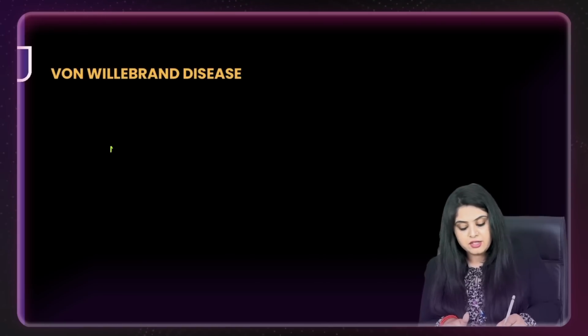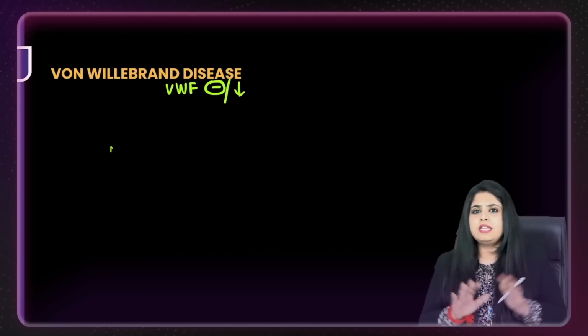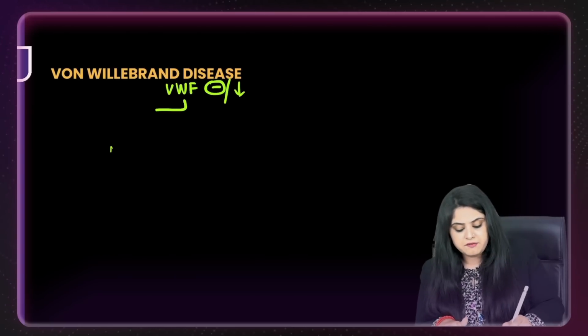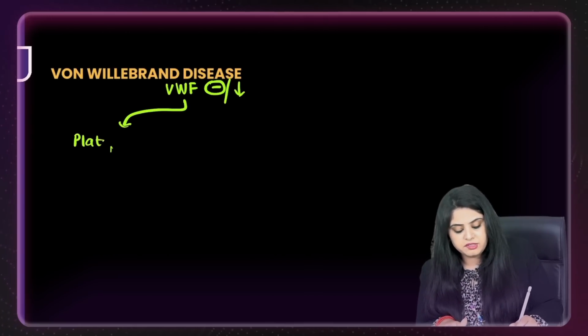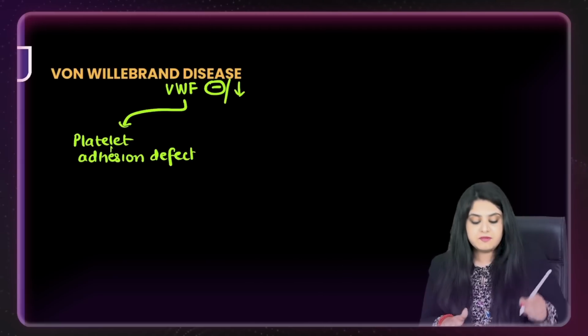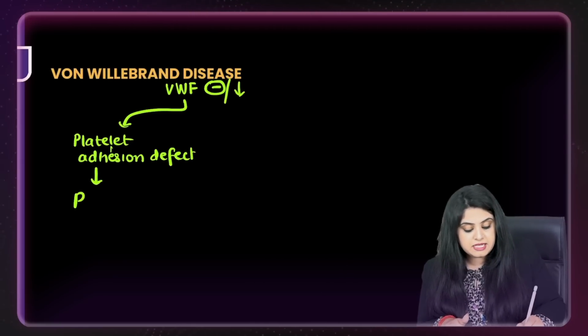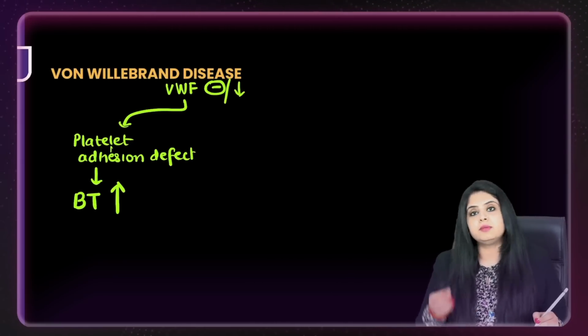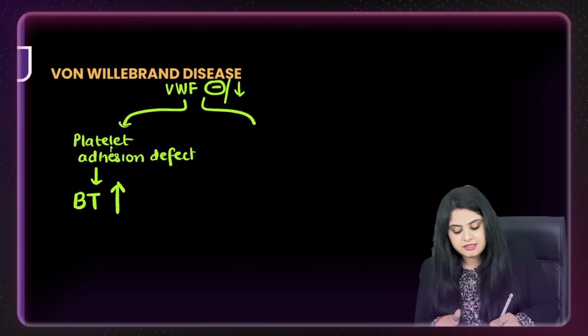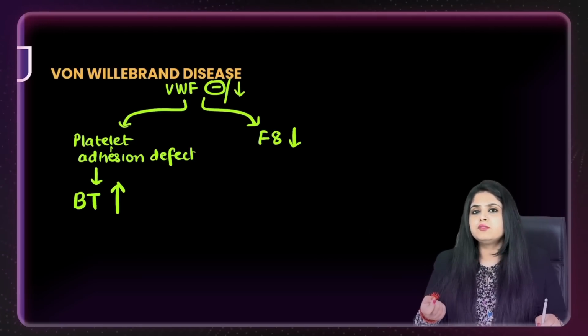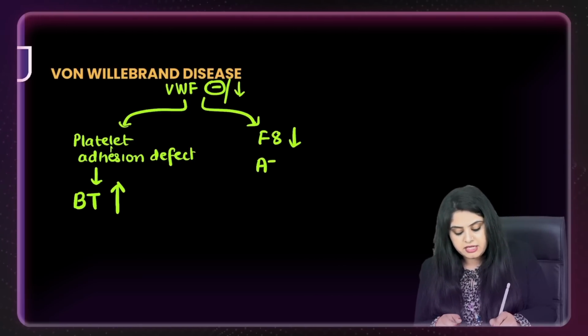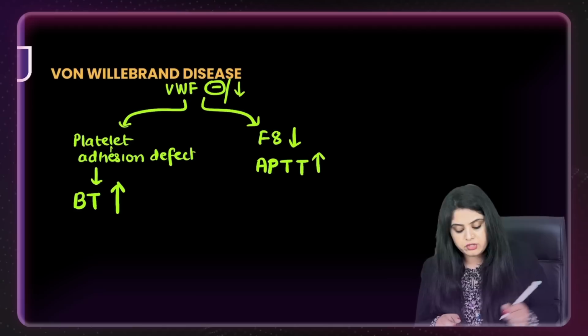So now tell me, when von Willebrand factor becomes deficient or absent or there is any problem in von Willebrand factor, will your platelets have a problem? Yes, you will say there will be a platelet adhesion defect, because there is no one to bind to GP1B9. This means the bleeding time of this person will be elevated because there is a platelet problem. At the same time, there is going to be a factor VIII defect also. Clotting factor. Factor VIII is what pathway? Intrinsic pathway. This means the APTT of the patient is also going to be elevated.